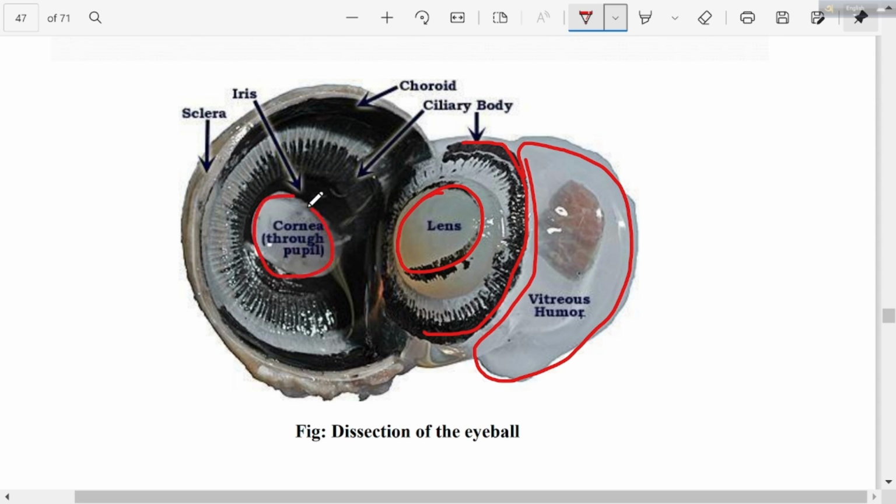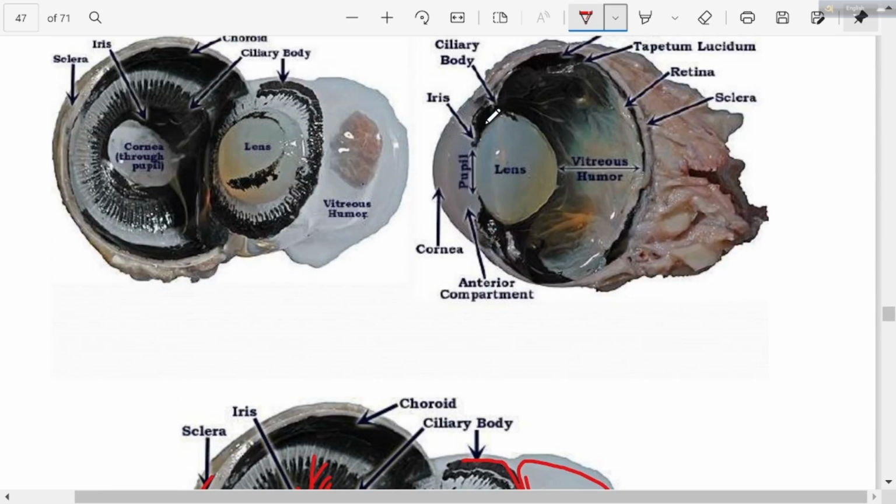Here you can see the cornea just from anterior view. Here you can see the cornea, and this part is called the sclera, and this structure, this is called the iris. Basically, this is called the iris.